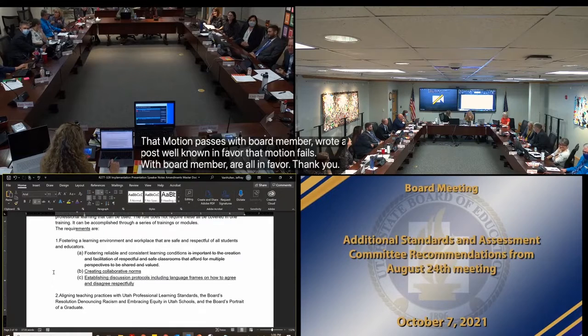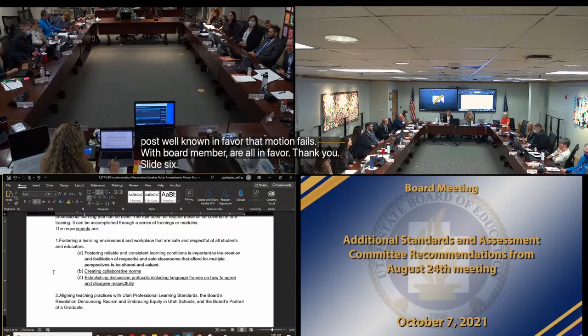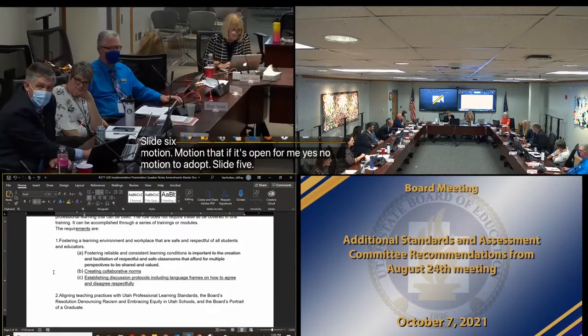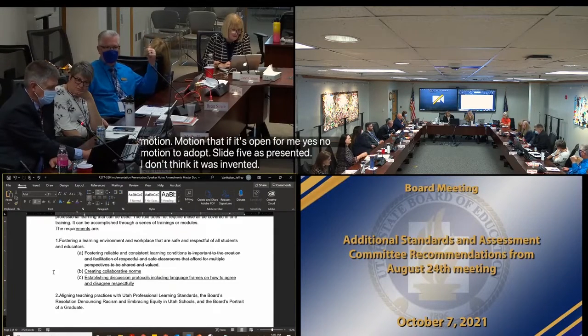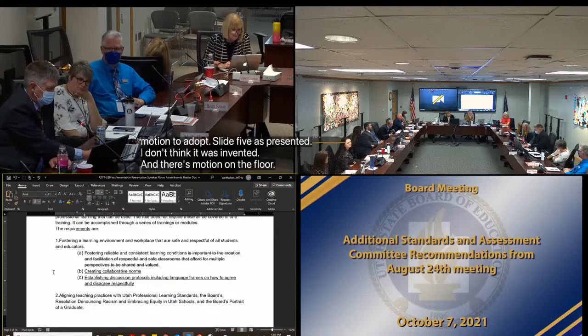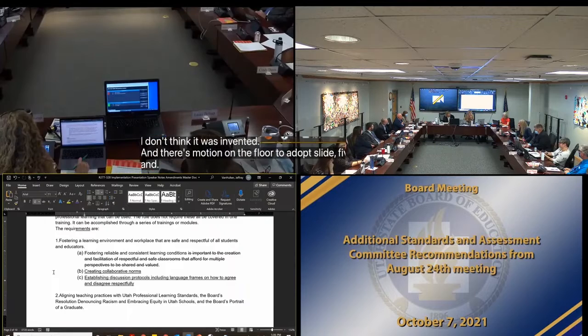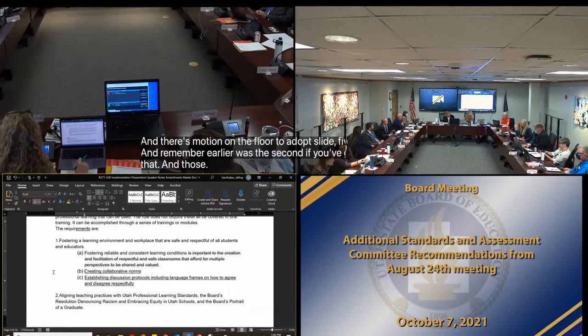Slide 6. So to make a motion, motion? Motion then, if it's open for me, yes. Motion to adopt slide 5 as presented. I don't think it was amended. There's a motion on the floor to adopt slide 5, and Board Member Lear was the second, if you got that. And those, Board Member Earl?